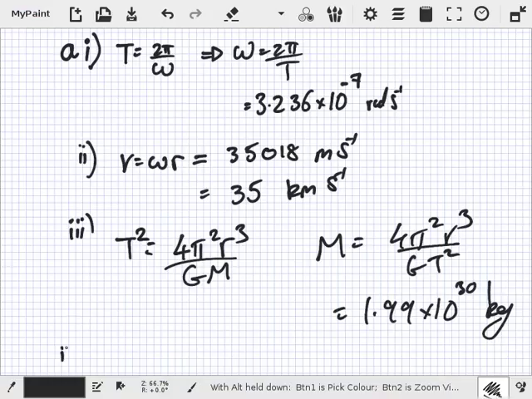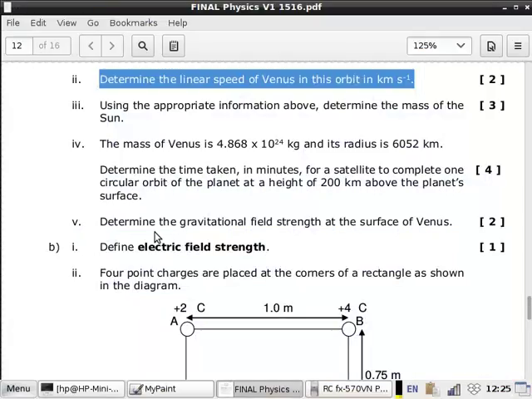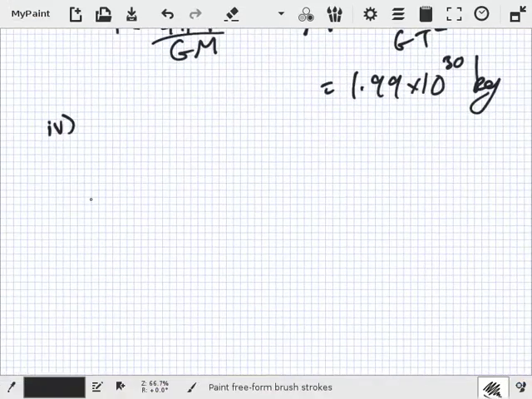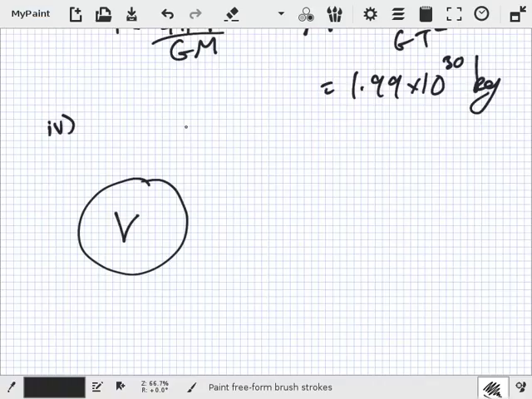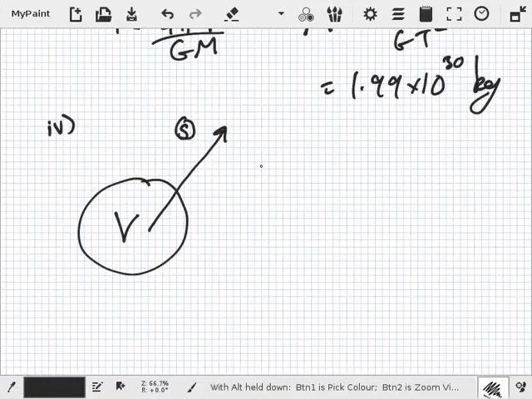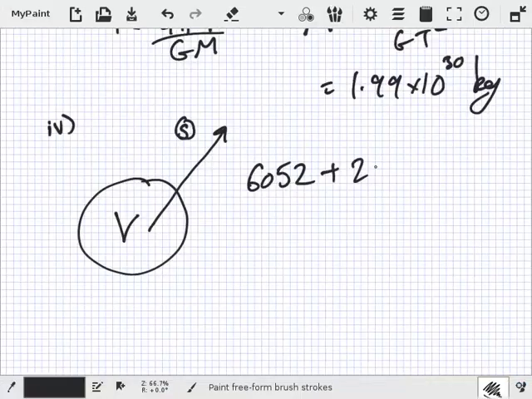Okay, part 4. The mass of Venus is that and the radius is that. Find the time in minutes for a satellite to complete one orbit at a height of 200 kilometers. Right, okay. So, what have we got here? We have planet Venus and we have a satellite here. And the distance here is 6052 plus 200 kilometers.